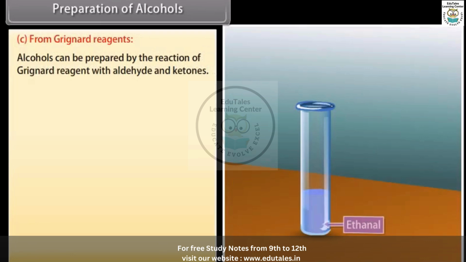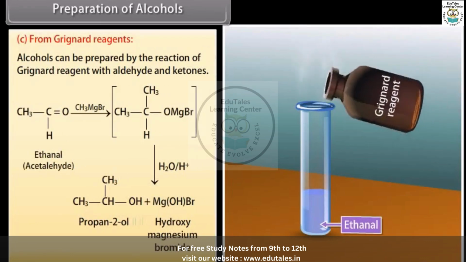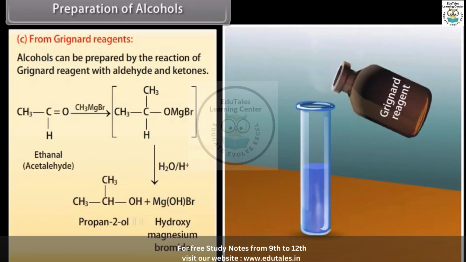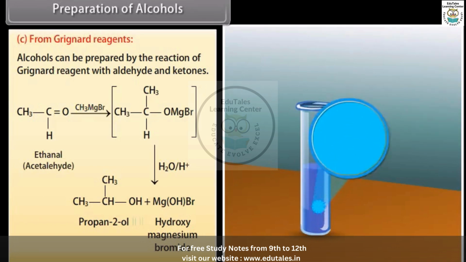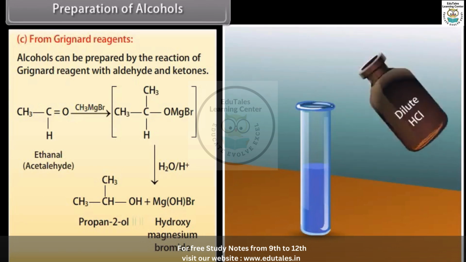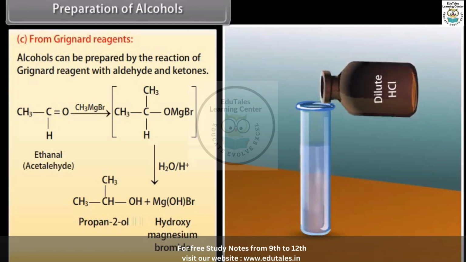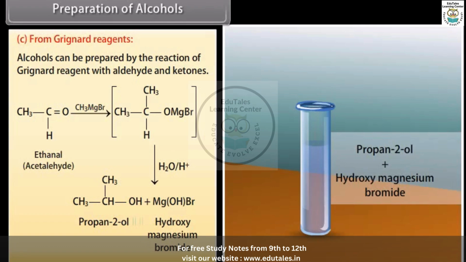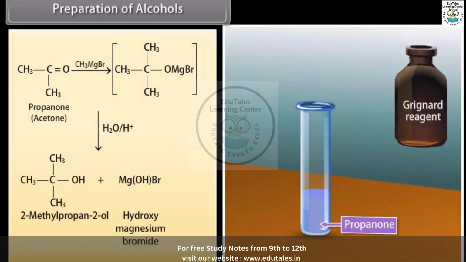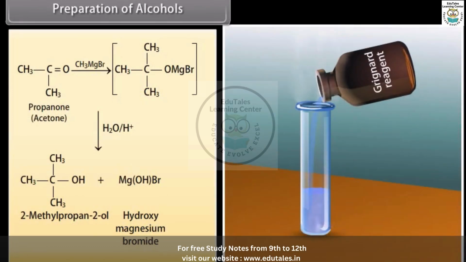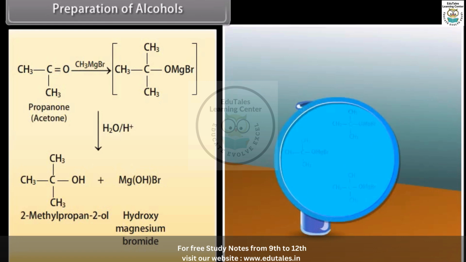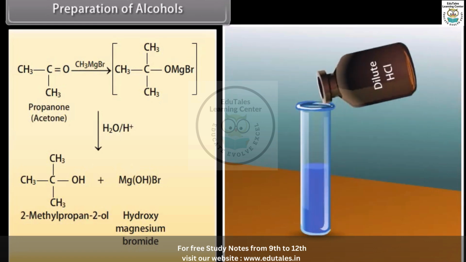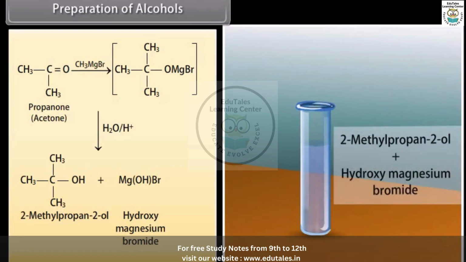Preparation of alcohols. From Grignard reagents. Alcohols can be prepared by the reaction of Grignard reagent with aldehydes and ketones. Grignard reagent reacts with ethanal to form a product which decomposes with dilute HCl to give propan-2-ol and hydroxymagnesium bromide. Grignard reagent reacts with propanone to form a product which decomposes with dilute HCl to give 2-methylpropan-2-ol and hydroxymagnesium bromide.